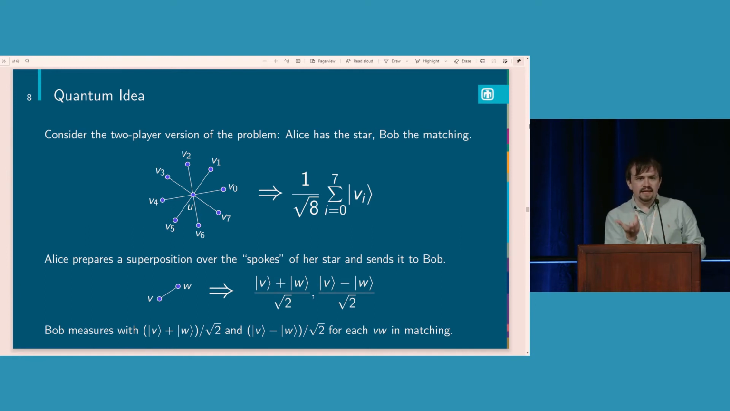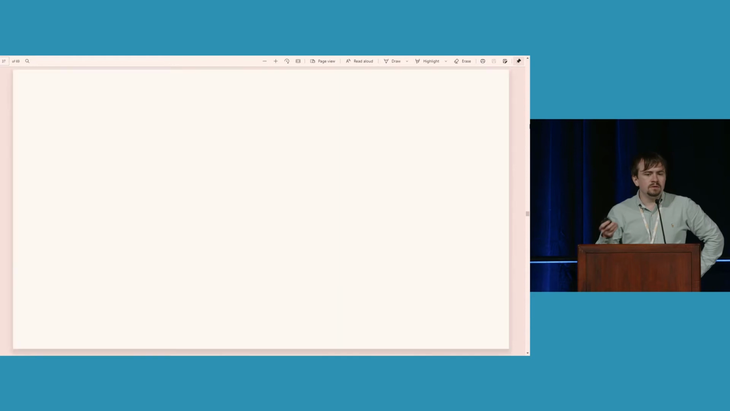He's going to take each of his edges, VW, in his matching, and he's going to add a basis element V plus W and V minus W. And then once he's done that for all of the edges in his matching, he'll arbitrarily complete that to some basis of the whole state. And then he'll use that to measure the superposition Alice just sent him. So why is that useful?